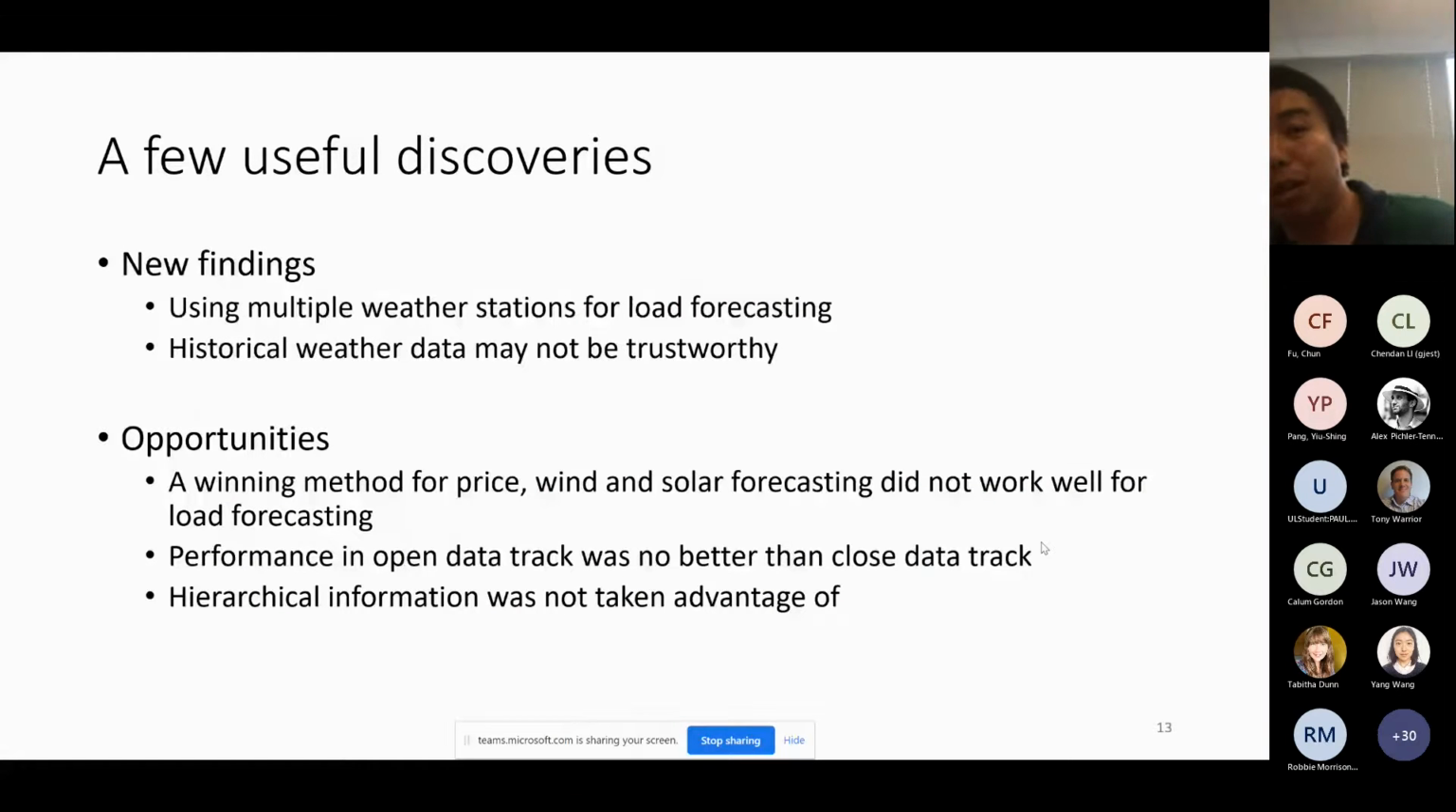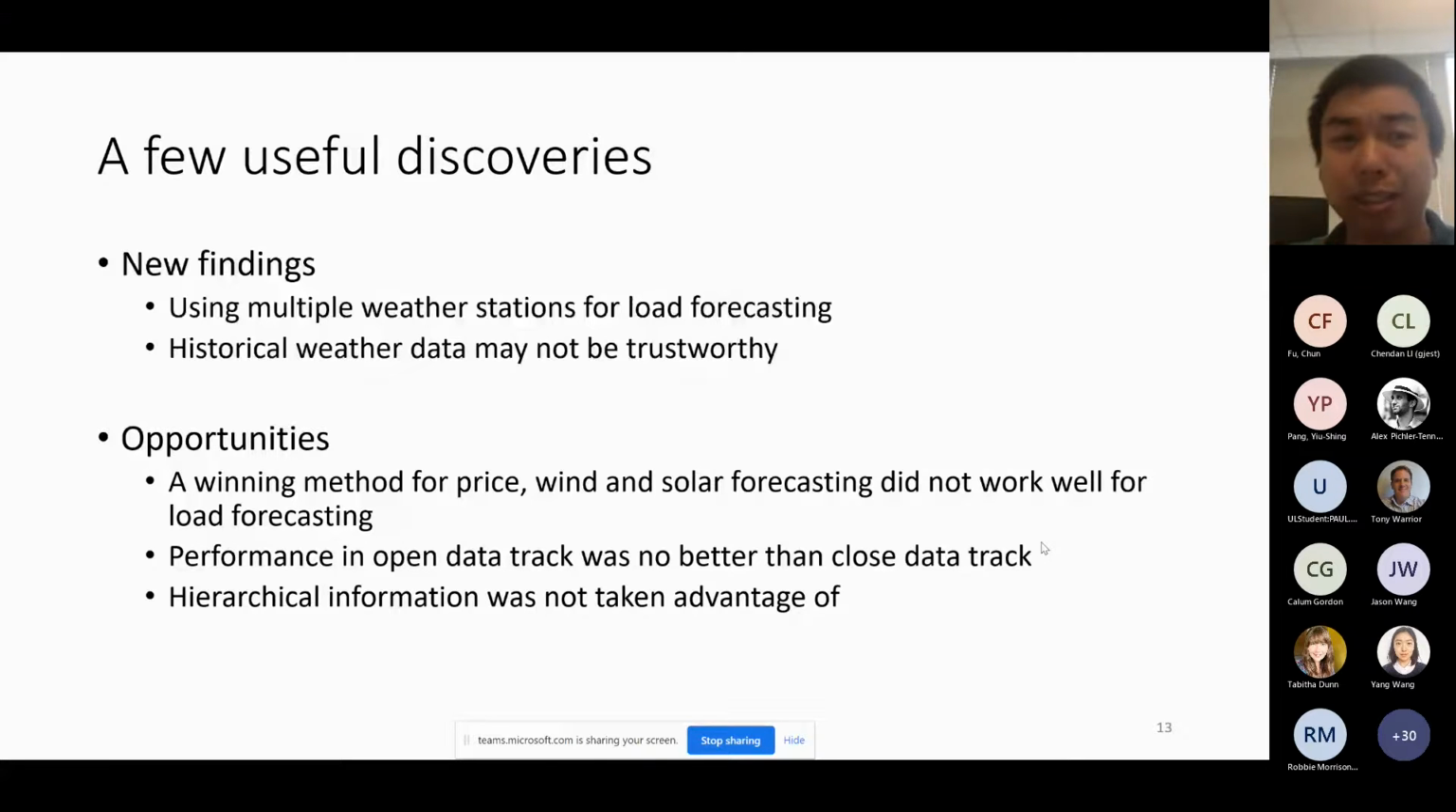And I want to name a few useful discoveries. Other than what I was talking about on the previous page, that these experts in their fields contribute to the energy forecasting domain, there are a few new findings. For the interest of time, I'll just name a few. One of the findings was using multiple weather stations for load forecasting. Before those competitions, power companies were using maybe 1 or 2 or 3 weather stations. But after the competitions, we found that using multiple weather stations helps improve load forecast accuracy.